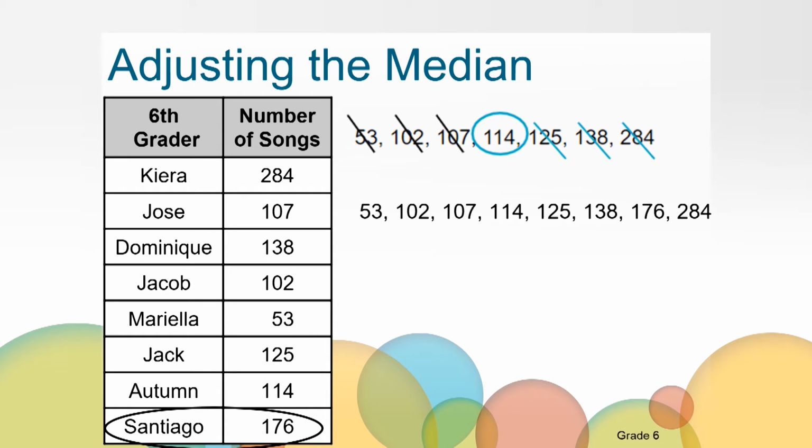Kira's data set was already ordered from least to greatest, so it was easy for her to plug in Santiago's number after 138. She knew to find the median, she just needed to repeat the same process, starting with the outside data points and working her way inward to the center.